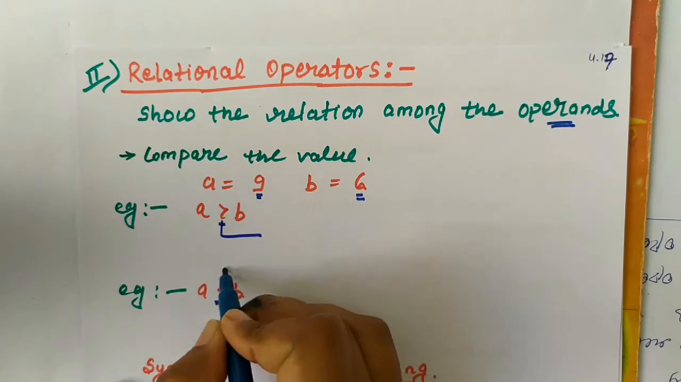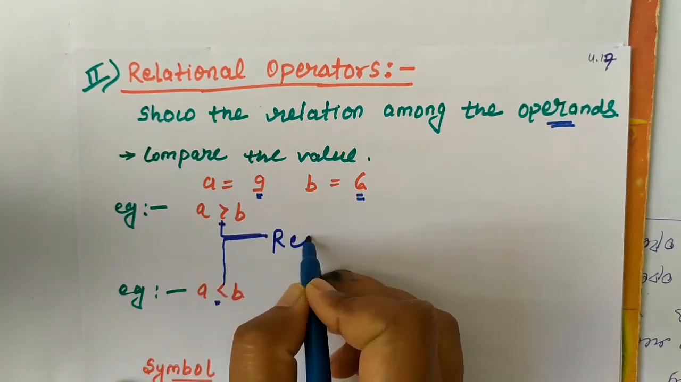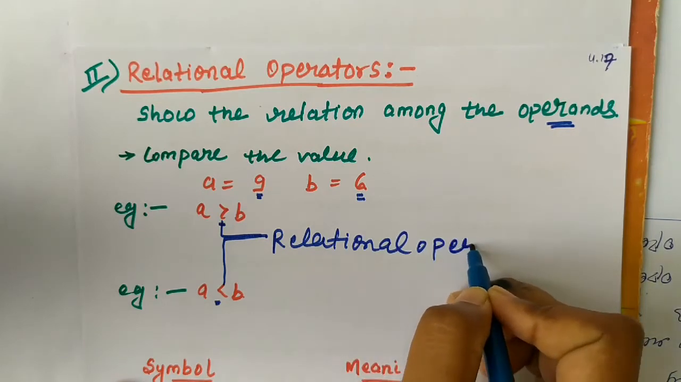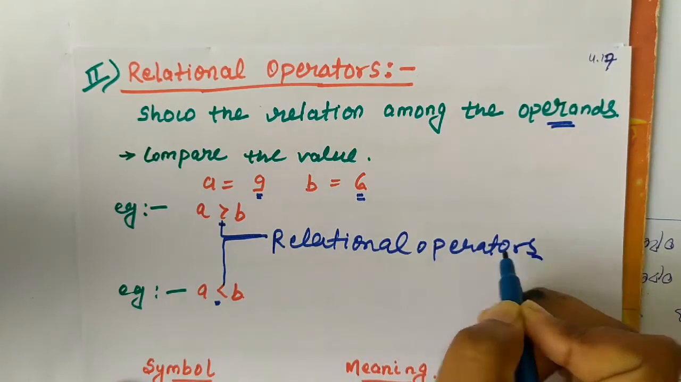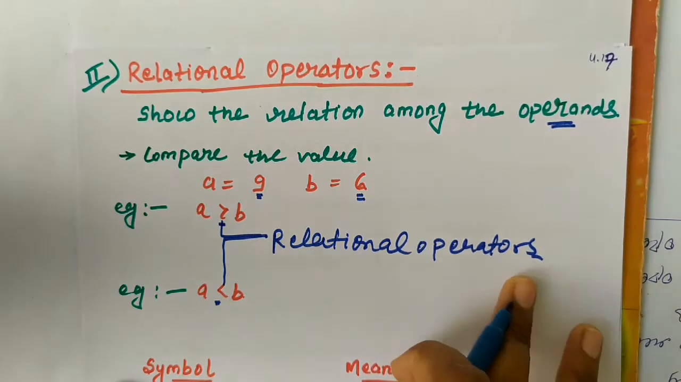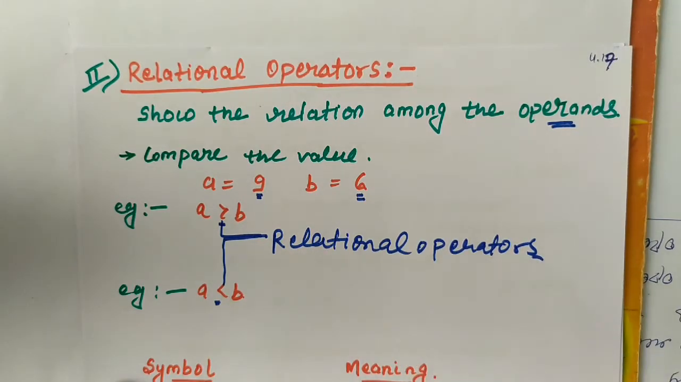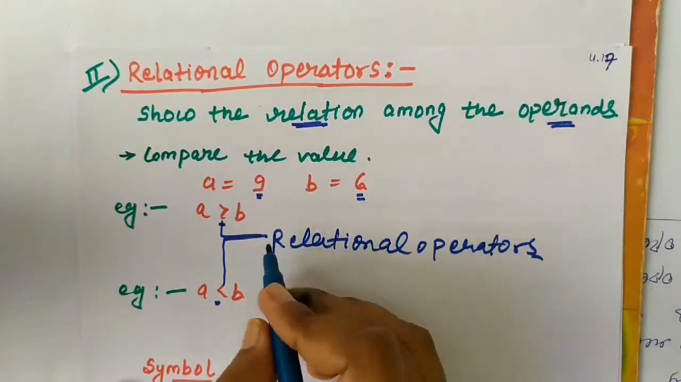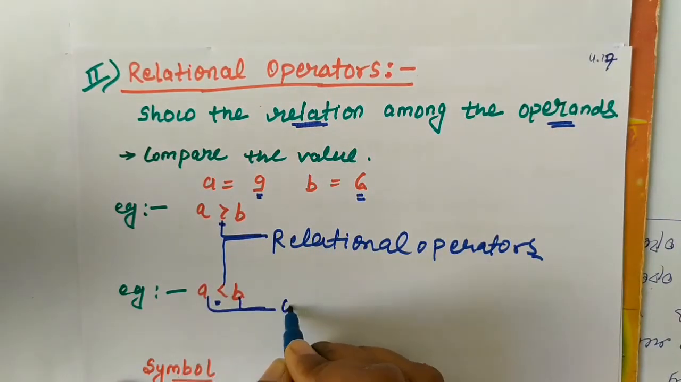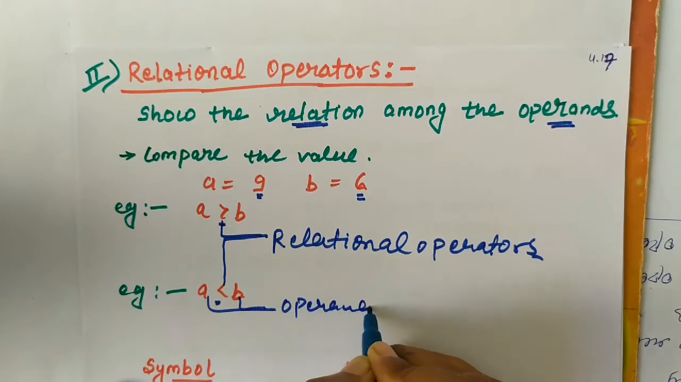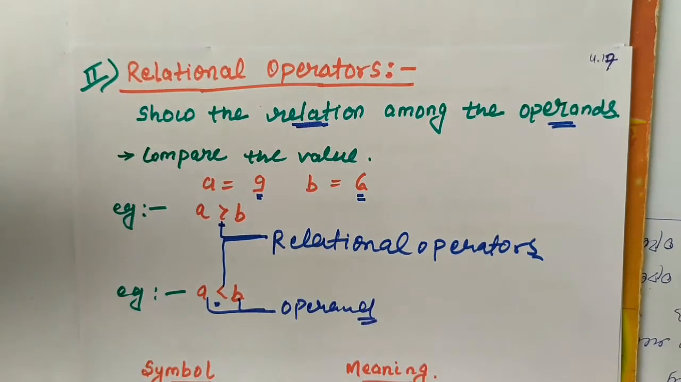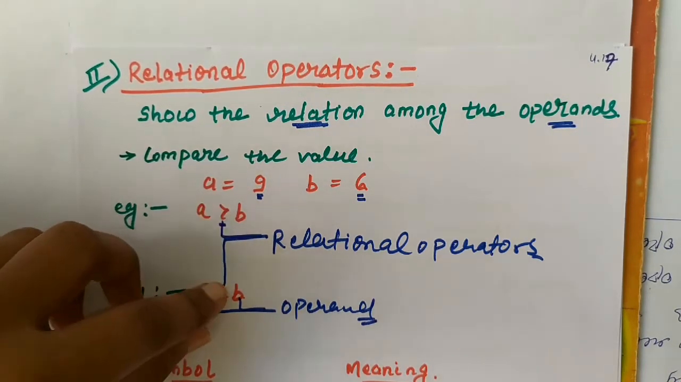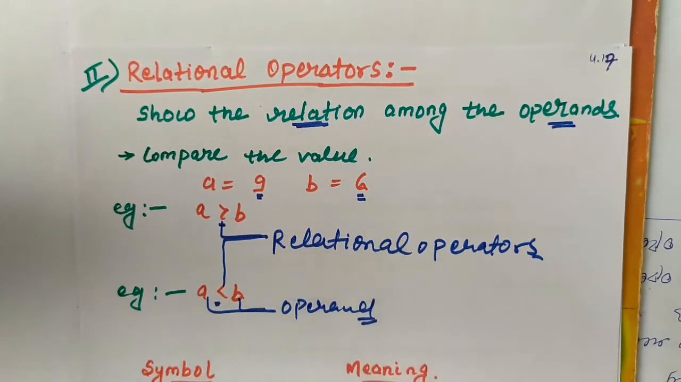This less than or greater than sign is called a relational operator. Less than, greater than is a relational operator. What is a relational operator? It shows the relation between operands. Operand means here A and B are the operands. So we compare these two values A and B by using an operator, and that operator is called a relational operator.